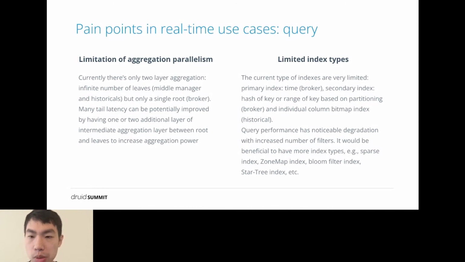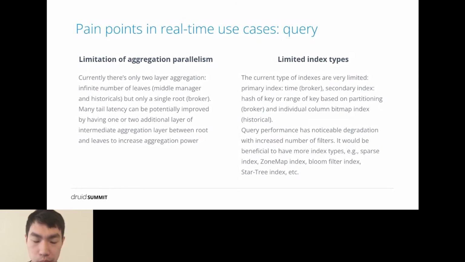Another pain point we found is that Druid has limited index types compared with other OLAP solutions. Currently the number of index types is very limited. We have the primary index, which is time, that the broker can use, and also a secondary index, which is a hash of key or range of key based on the partitioning mechanism you use. This is also used by the broker. And finally, on the historical side, we have individual column-wise bitmap indexes.